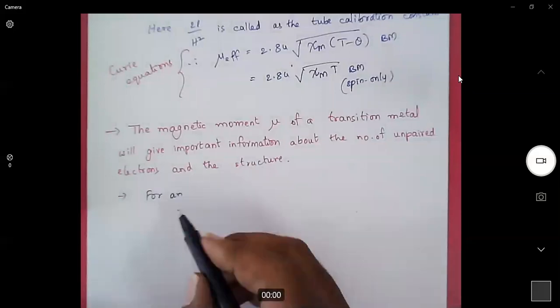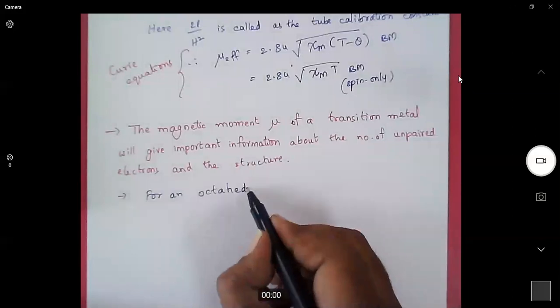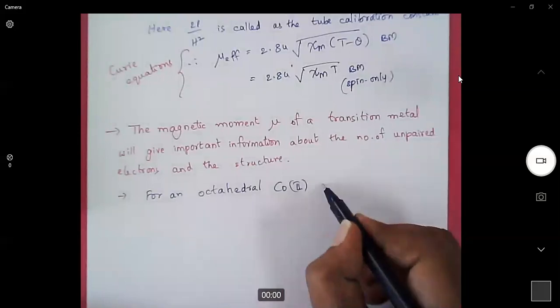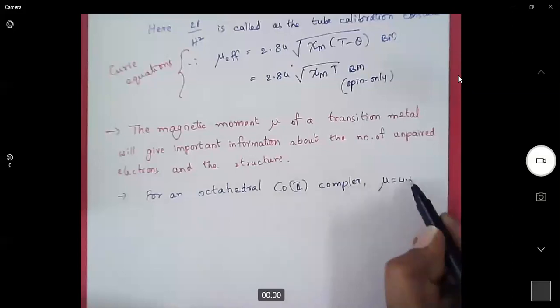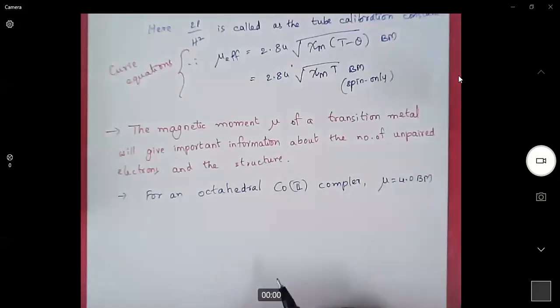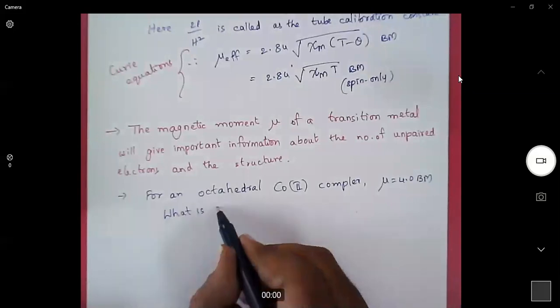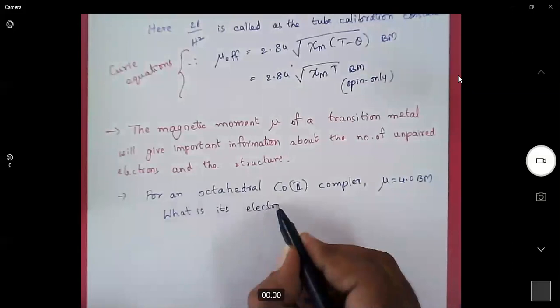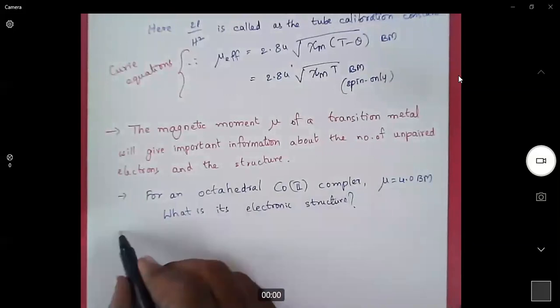Generally, we will take one example for an octahedral cobalt 2 complex. Mu is given as 4 Bohr magnetons. What is its electronic structure?